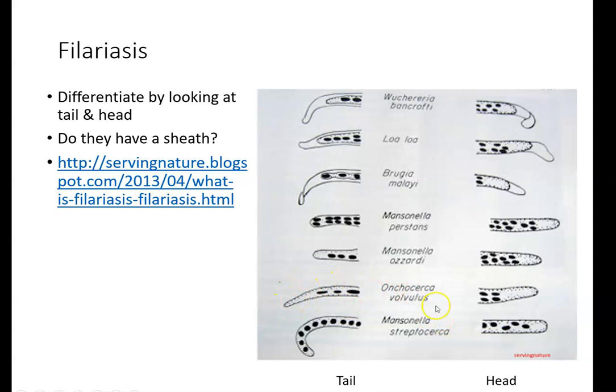Onchocerca, okay, a little bit of space with a sheath. Wuchereria. It's really not that hard. This one, single dots all the way down to the very end. Is that Mansonella streptocerca? Really not hard. Okay.